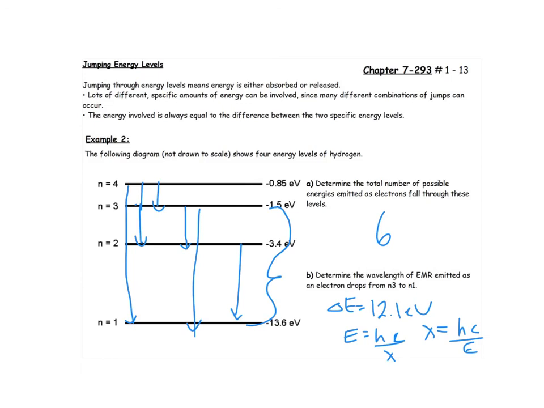So this wavelength of light would be 103 nanometers if it fell from 3 to 1, which probably wouldn't be easy to see unless you're a mantis shrimp and can see ultraviolet. So that's kind of if we think about these models.